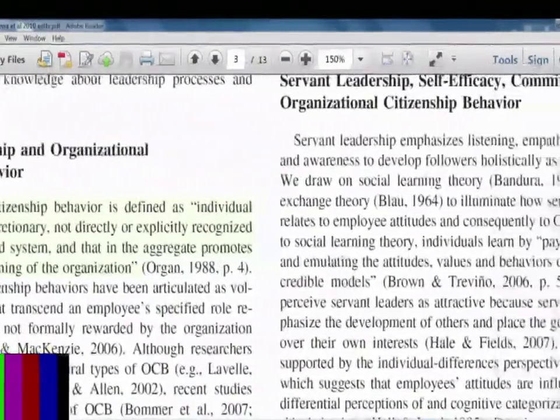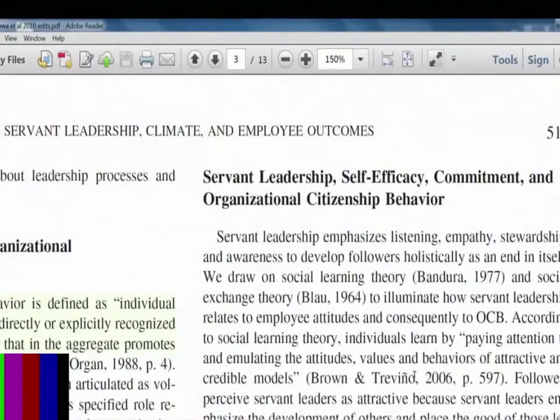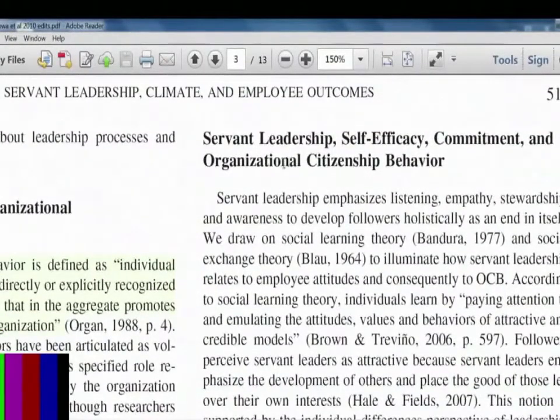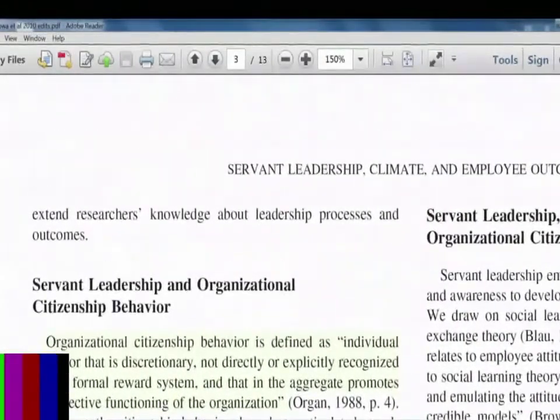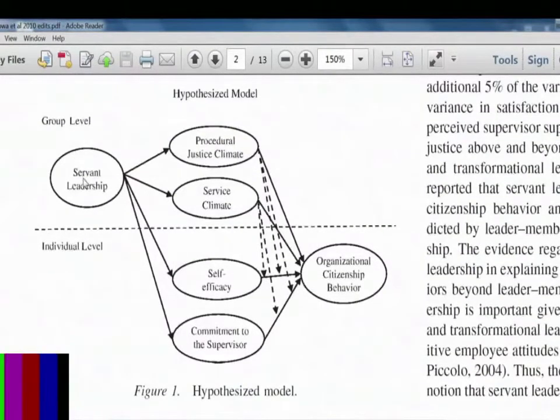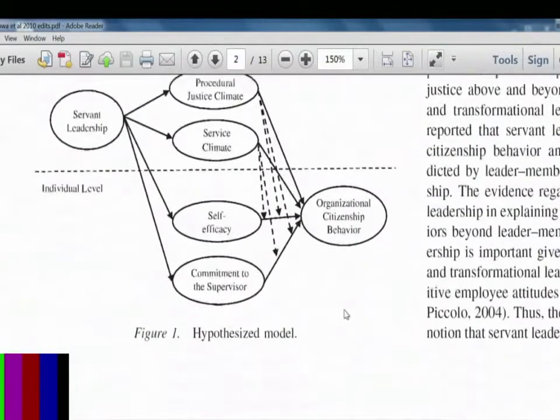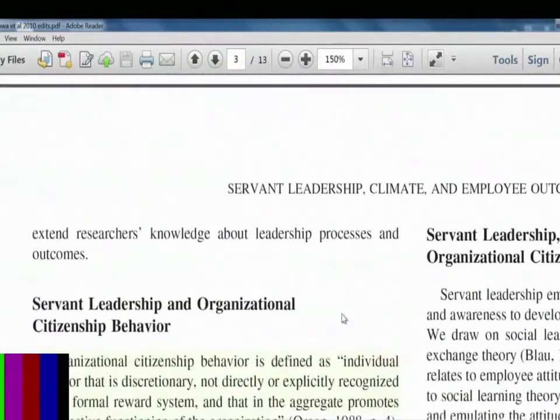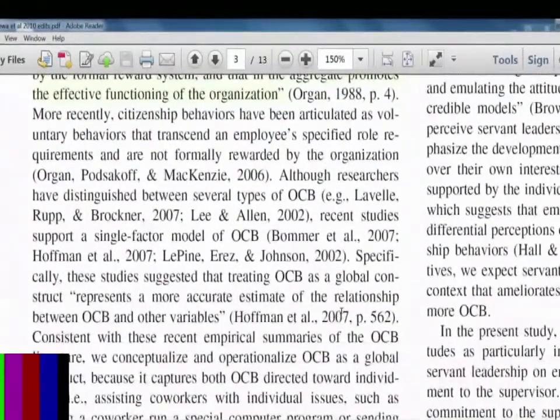Then it goes on to talk about some of the other things: self-efficacy, commitment, and organizational citizenship behavior. So going back to our model, it's tying in this relationship, servant leadership, citizenship behaviors, and self-efficacy. So it ties in that relationship. So talk about those definitions and what that is about.